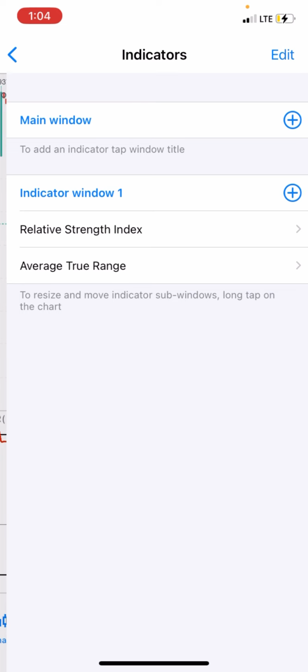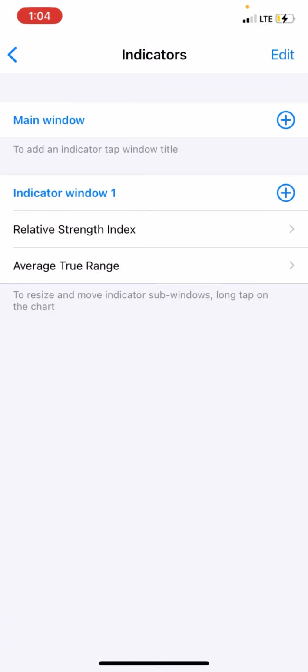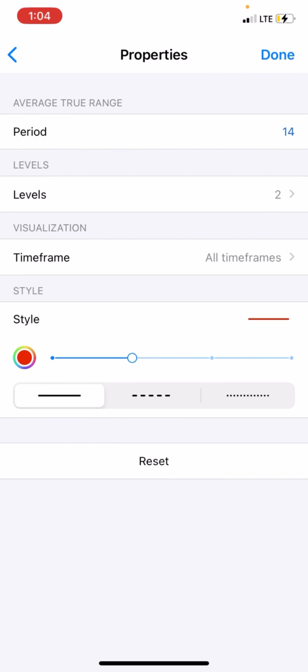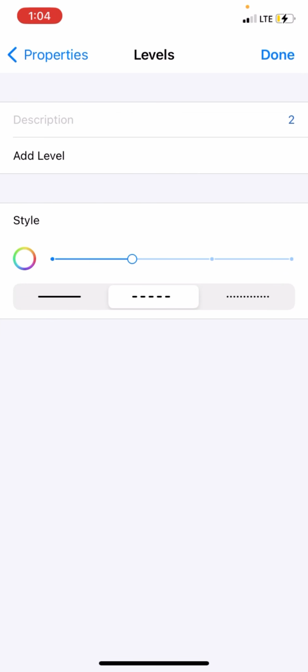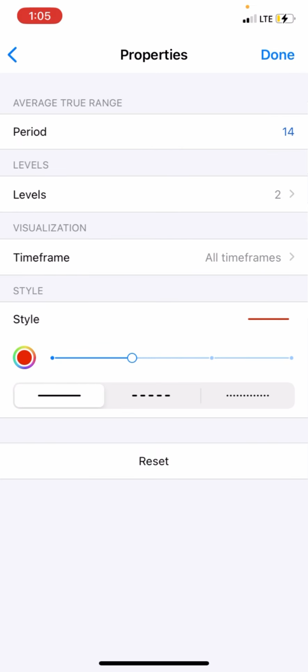So the next indicator would be the average true range. This is still an oscillator here. Now, period 14, levels should be just 2, please. And then for the style, please don't add any color. Make sure it is the same color as the background of your chart. Click done and you're good.